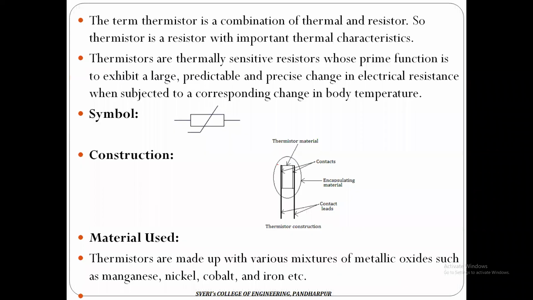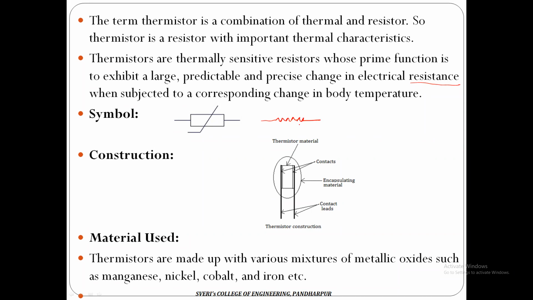And now, please try to read it. The term thermistor is the combination of thermal and resistor. So, a thermistor is a resistor with important thermal characteristics. Thermistors are thermally sensitive resistors whose prime function is to exhibit a large, predictable, and precise change in electrical resistance. It means that due to the thermal energy, the resistance of the thermistor is going to be changed when subject to the corresponding change in body temperature. And now, as I said, a thermistor is one type of resistor. So this is the symbol of a resistor.